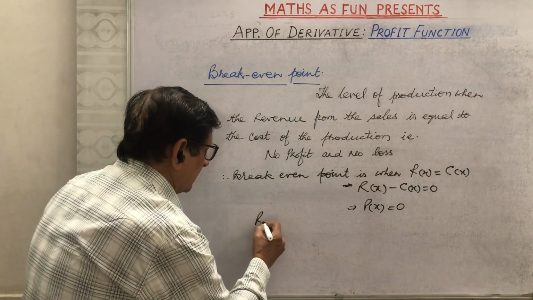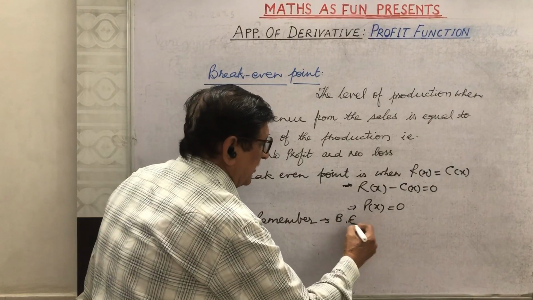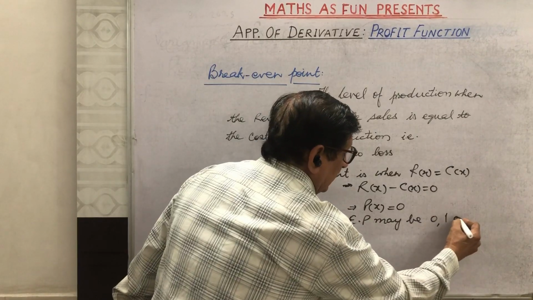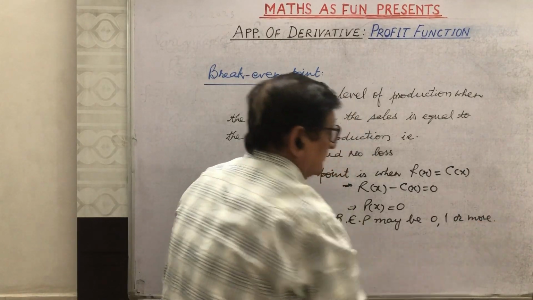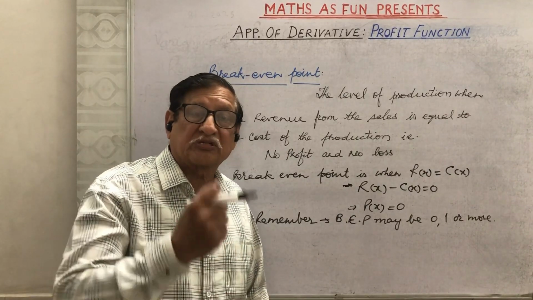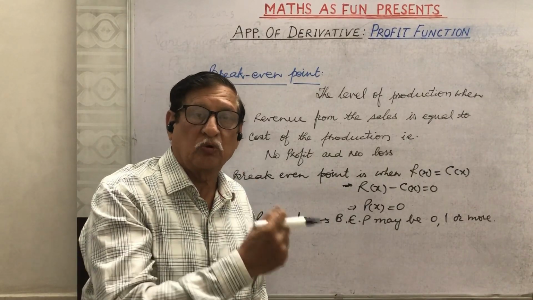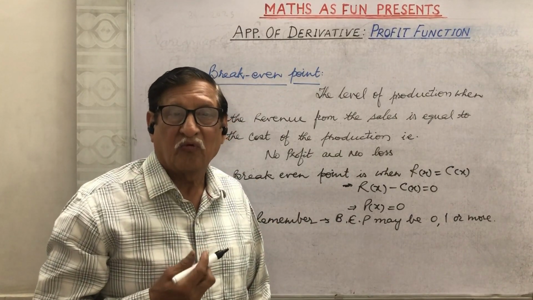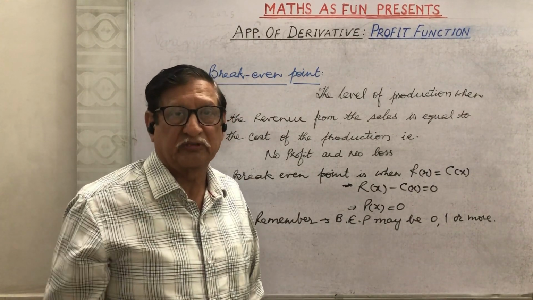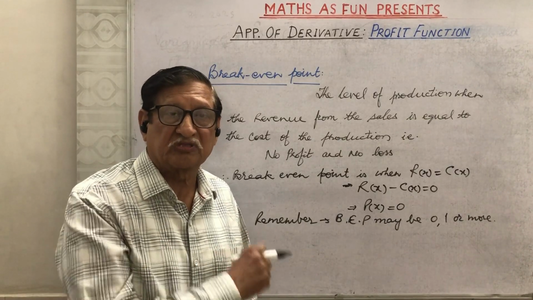Here we have to remember that break-even points may be 0, 1 or more than 1. It means the number of production may be any number, 0, 1 or more than 1, when we find there is no profit, that is the break-even point. Now we will discuss some of the problems based on the same.